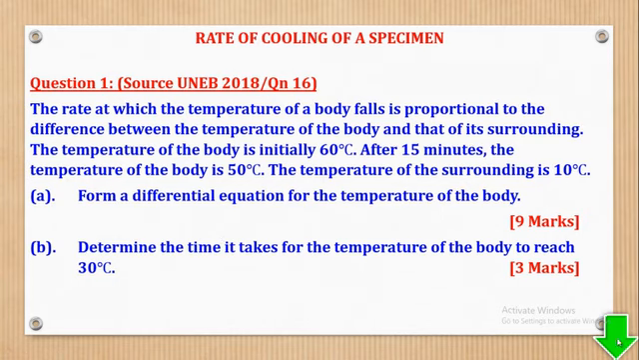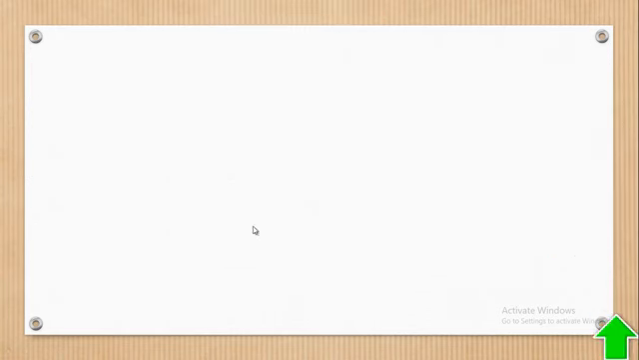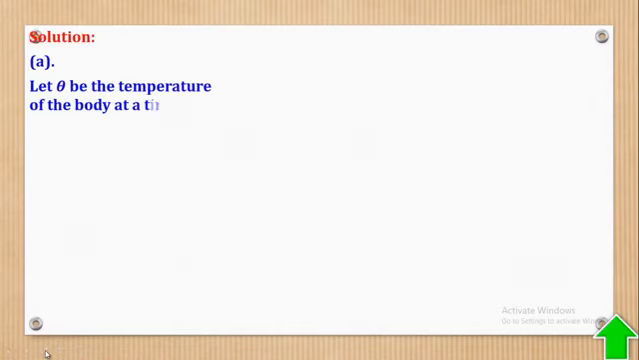So from the first line, we shall be able to extract this differential equation, which will be solved. Now we need to define the symbol. Let theta be the temperature of the body at any time t. So t denotes time, therefore the rate will be dθ/dt. Remember that under the topic of rates of change under application of differentiation 1, and that video is also available on this platform.